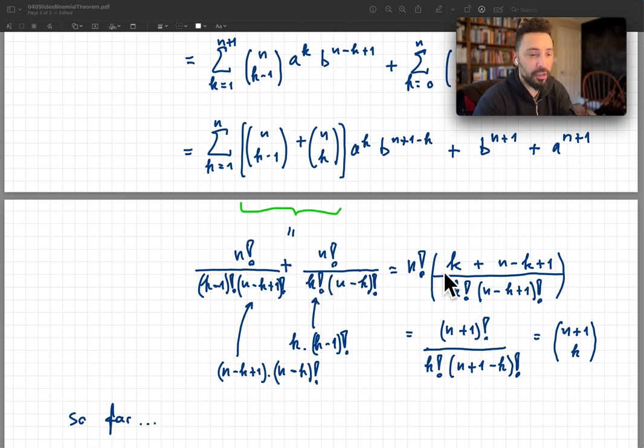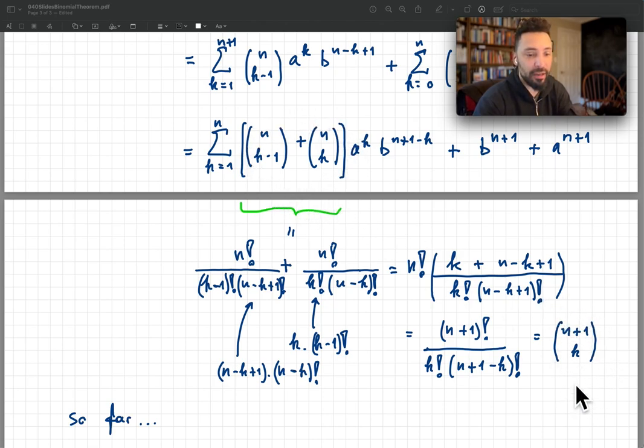And if you do it carefully, you find that you end up with this result. So if you follow this chain of identities here, which is actually pretty short, you'll find that doing the sum, you end up with n plus 1 factorial divided by k factorial times n plus 1 minus k factorial. And that's the n plus 1 choose k binomial coefficient. In other words, this object here is exactly what we need.